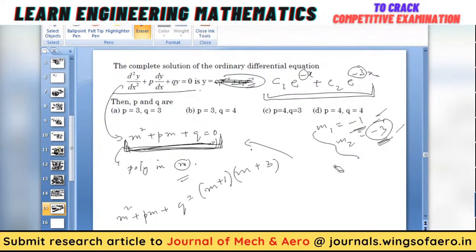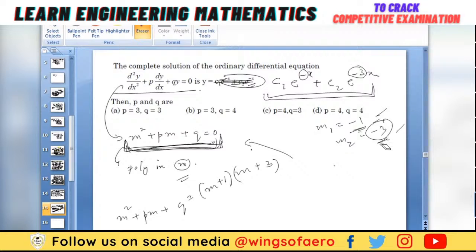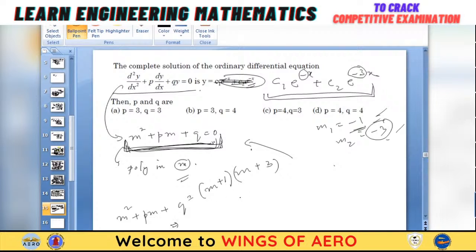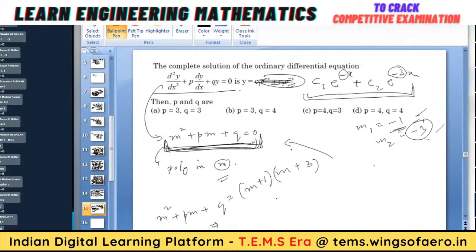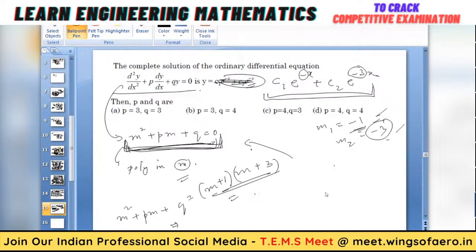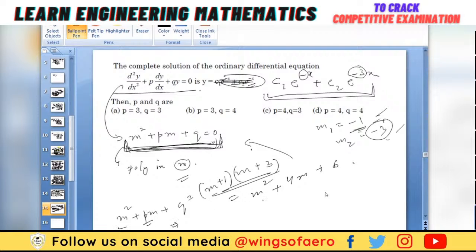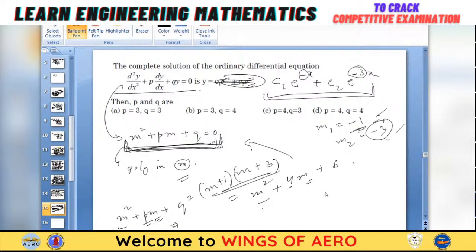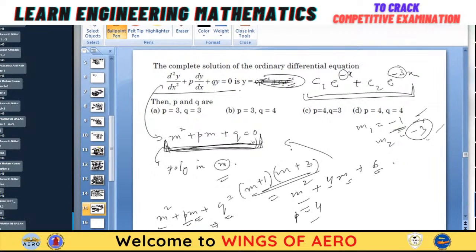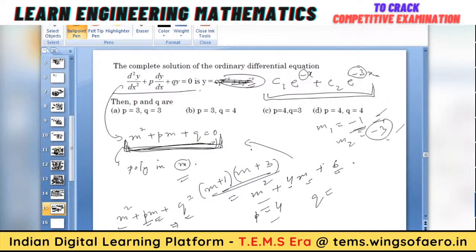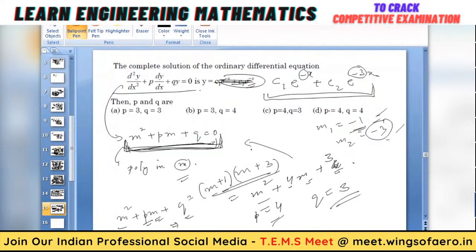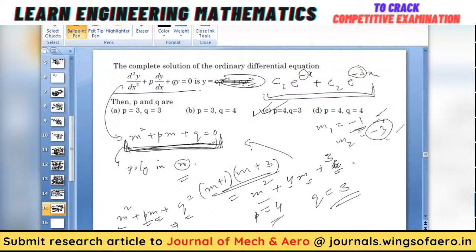Option C. Okay, everyone is saying C is the answer. So simply, if I now just multiply, m square plus 4m plus 3. So P is equal to what? Just compare both sides. m square is matched, and the coefficient of m is 4, so P is equal to 4. The constant, sorry, it is 3. Yes, 3. Q is equal to 3. So P is equal to 4 and Q is equal to 3. C is the right answer. This is a very tricky question. Very easy, but very tricky.